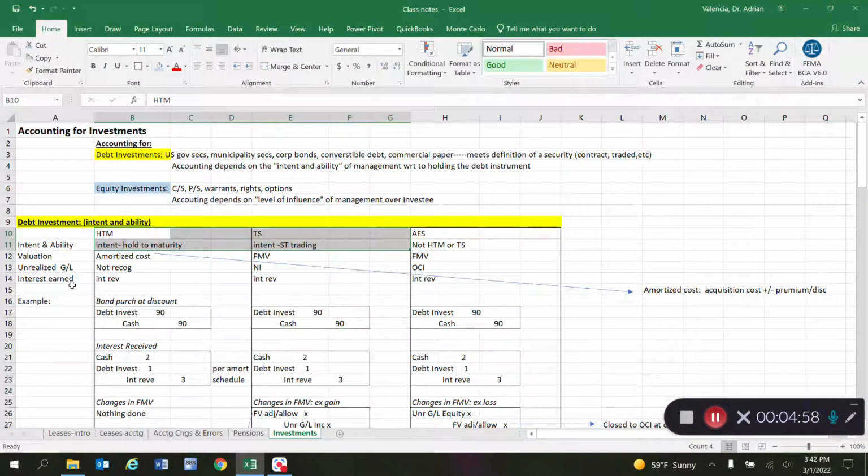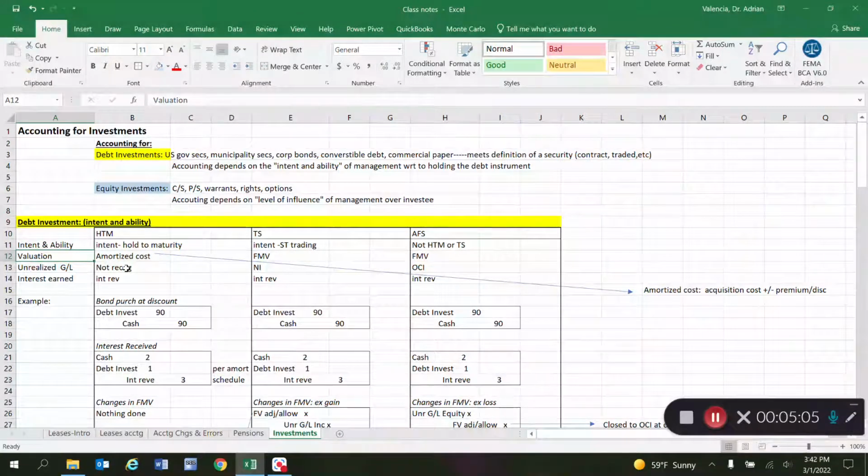So what are some of the issues that arise here? In terms of valuation, at what amount do we carry it in the books? If we are holding debt investments under held to maturity, then we carry it at amortized cost. And if you remember, the amortized cost is nothing more than your acquisition cost plus or minus premiums or discounts. So you've been exposed to this in terms of the amortization schedule and the accounting from the perspective of the bond holder.